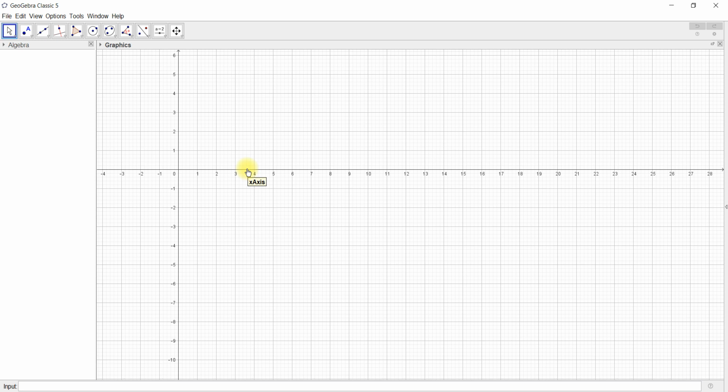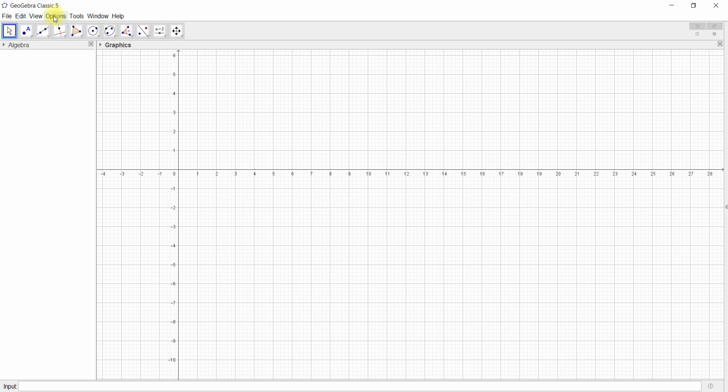GeoGebra has this feature that when you go past things, it tells you what they are, which is kind of nice when you're constructing things. But when you're doing a video, it's a little bit of a pain because as you're talking about things and pointing to things, it's always flipping up labels of things. So I'm going to turn that off.